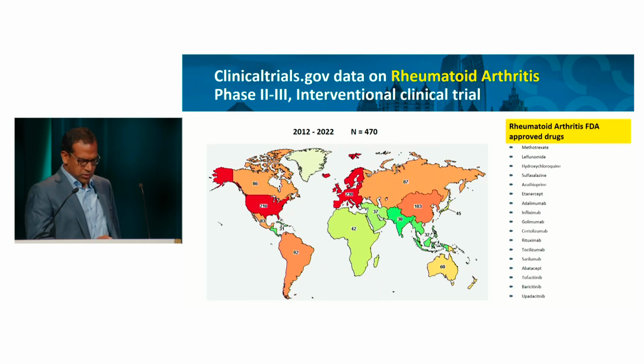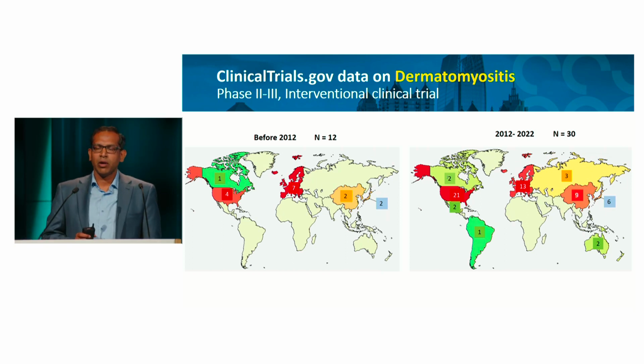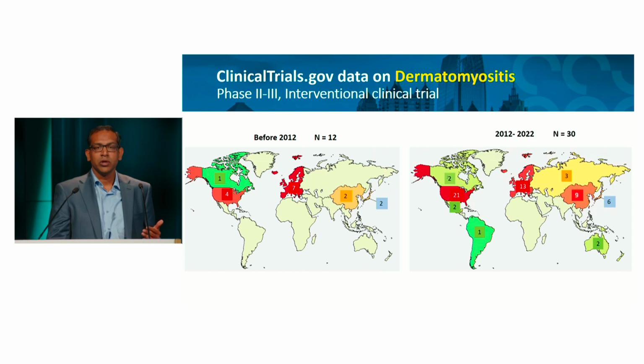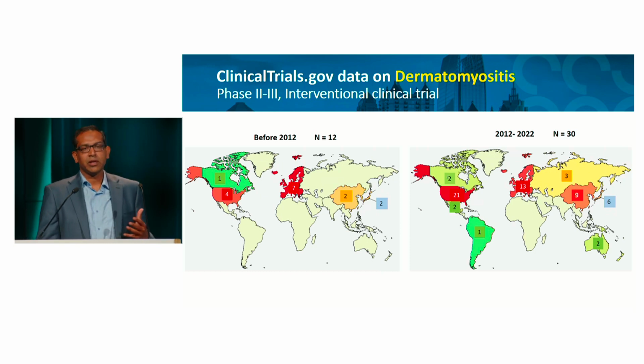When you look at the overall clinical trial scenario through clinicaltrials.gov, specifically for dermatomyositis, you see that we are doing better in the last 10 years compared to the previous years. Before 2012, there were about 12 clinical trials. But in the last 10 years, there are 30 new clinical trials in dermatomyositis alone. Almost 20 or 22 of these trials are in the last 5 to 6 years. So we are definitely doing better in the realm of doing clinical trials, targeting different novel therapeutics, proving them and then getting them approved.